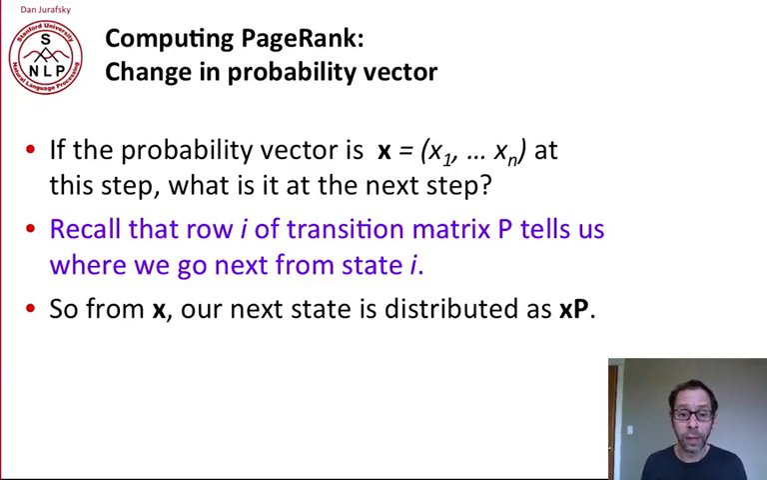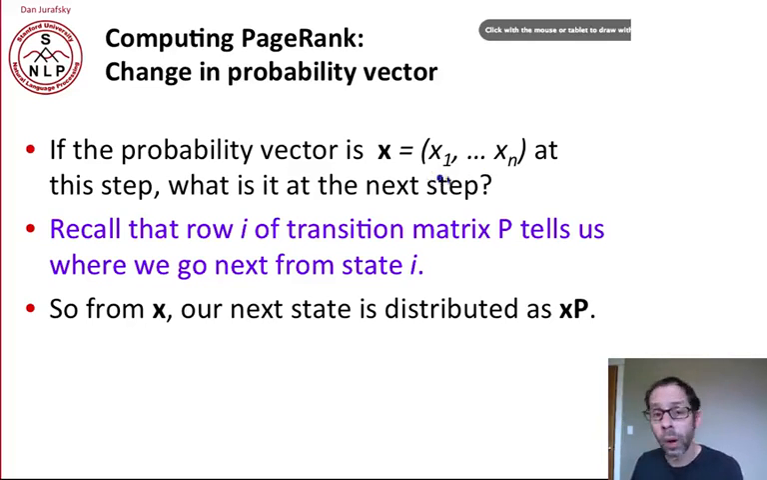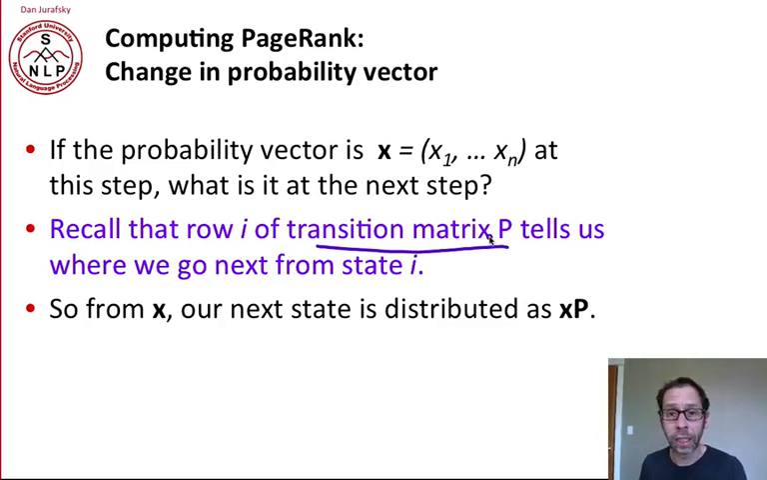So if our probability vector is a particular vector x and it has a certain set of values, the current state of the walk, where we are, distributed over possible places we could be, what is it at the next step of our walk? It turns out the transition matrix P is exactly designed to tell us that. Row i of that transition matrix tells us where we go from state i. So if we're in state x right now, that's the distribution over places we could be, then the next state is distributed by xP. So we just multiply x by the transition probability matrix P, and that will tell us what our next probability distribution over states is.